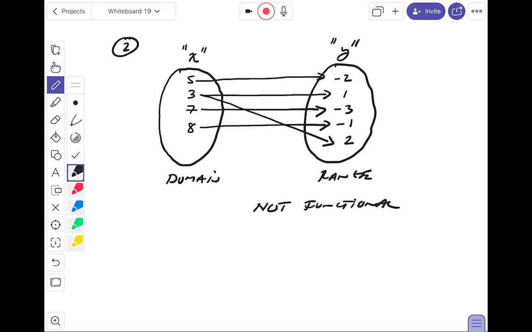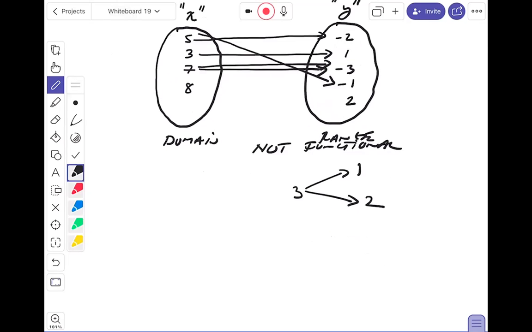If someone asked you why it's not functional, you would say 3, who's in the domain, has a relationship with 1 and with 2. Not allowed, right? Not functional. All right. So look at the key, and of course they clearly say that. They say no because an element in the domain, 3, maps to 2 different elements, 1 and 2, in the range. All right. So it's not functional. All right, let's go to number 3.